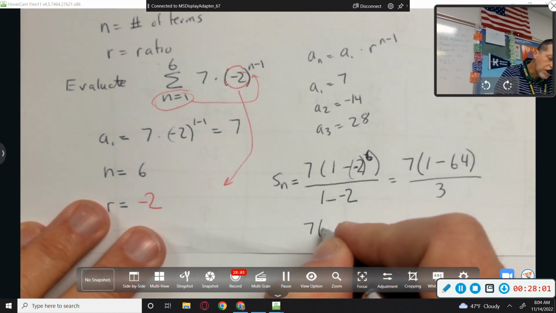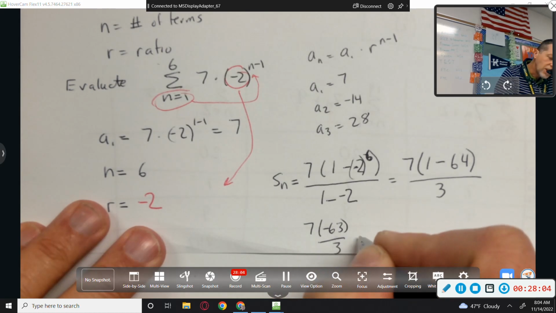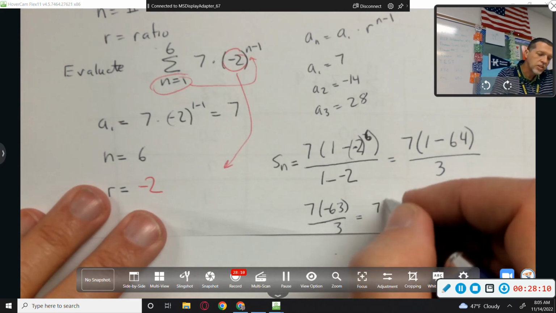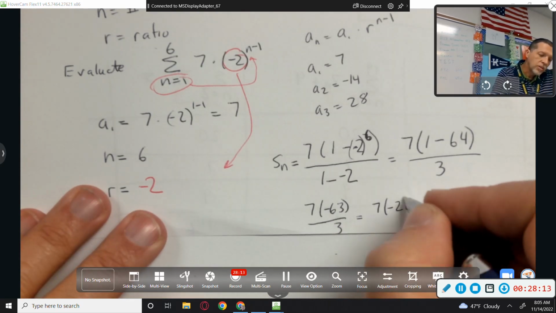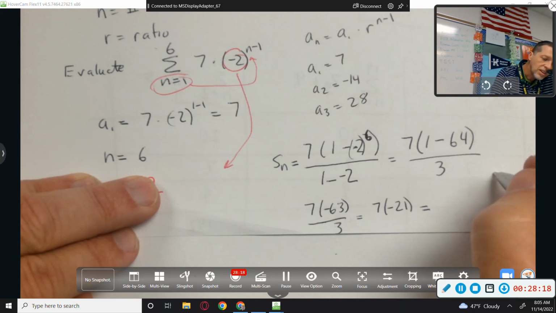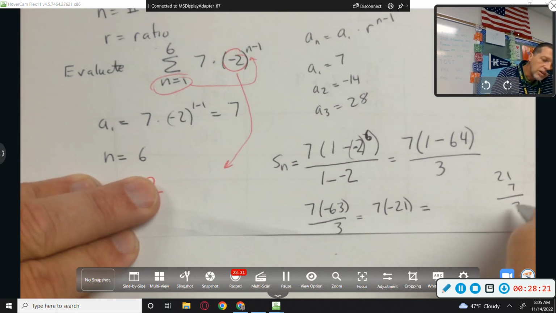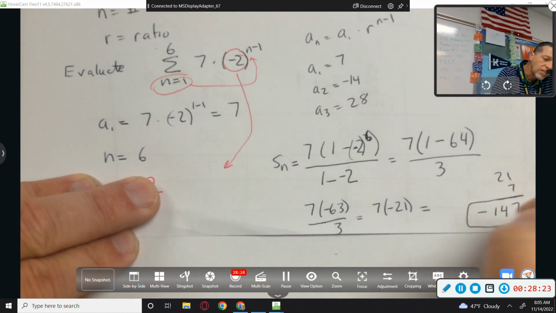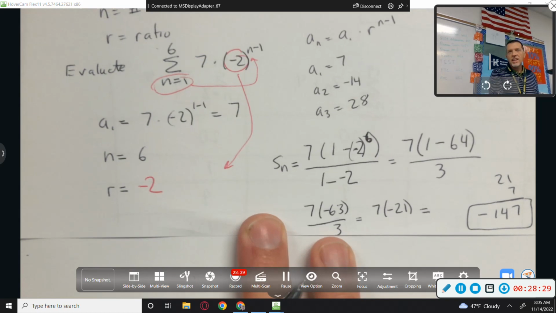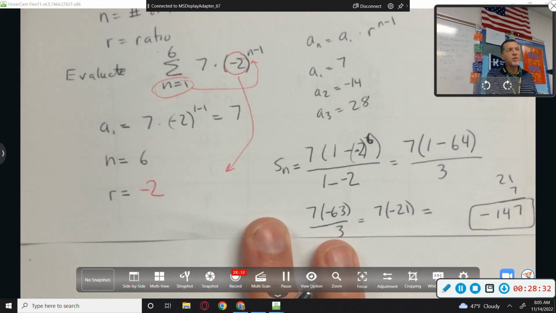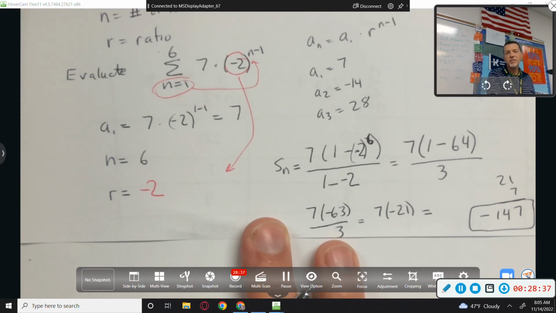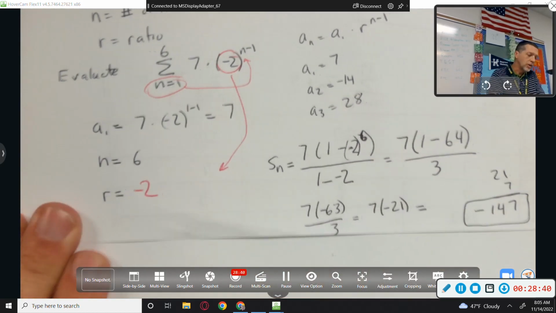So 7 times negative 63 over 3. This actually works out okay, because 63 over 3 will reduce to negative 21. And then times 7 would be 147. Negative 147. Again, no calculator, because we don't want you to just list out the 6 terms and add them up. We want you to use the formula to find them. But that does require a little bit of work.